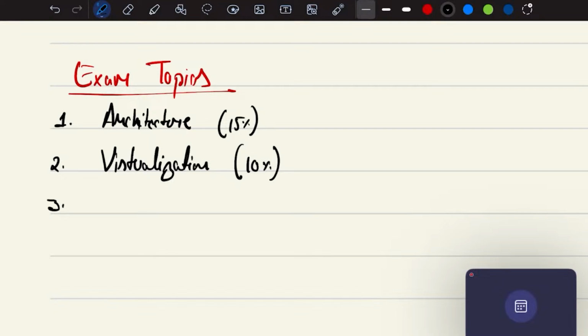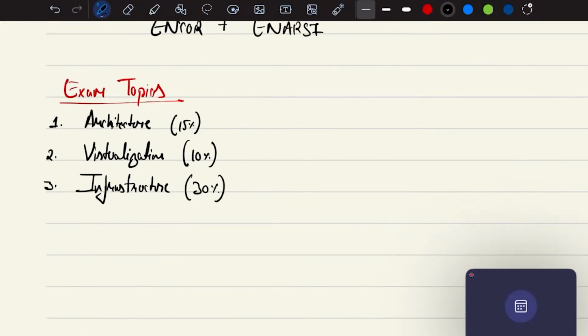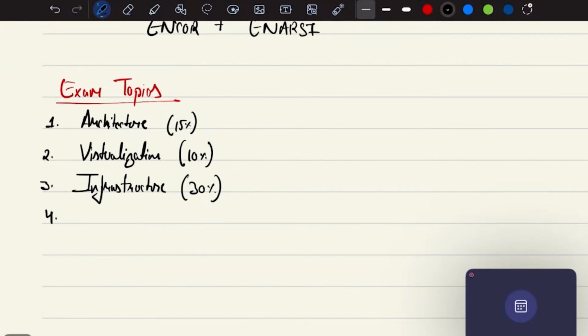Then we have the third one, which is the most important part of this entire course content. That's your infrastructure, which carries a weightage of 30%, because over here a lot of things related to enterprise networks are mentioned, with topics like routing protocols, BGP, EtherChannels, and spanning tree. All these things which are necessary for enterprise networks are in this infrastructure part. Then the fourth one we have is network assurance.